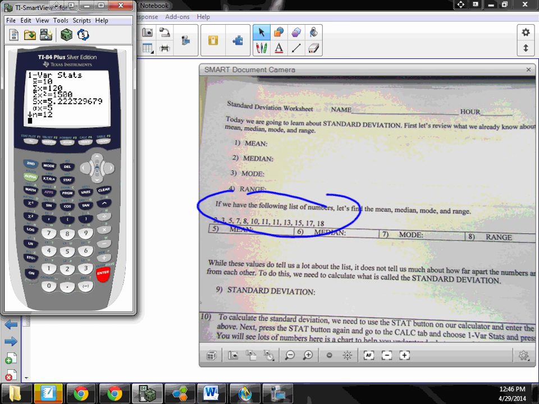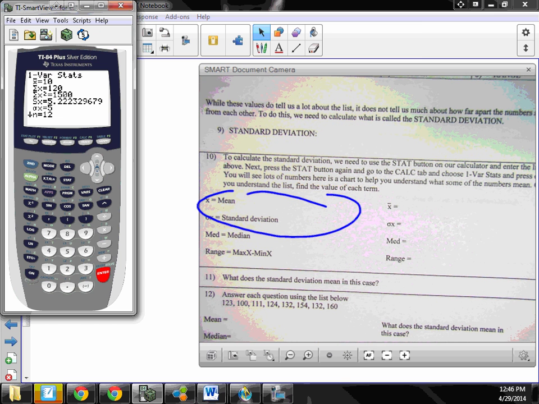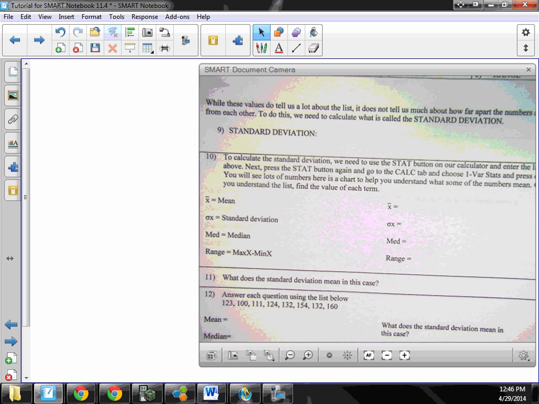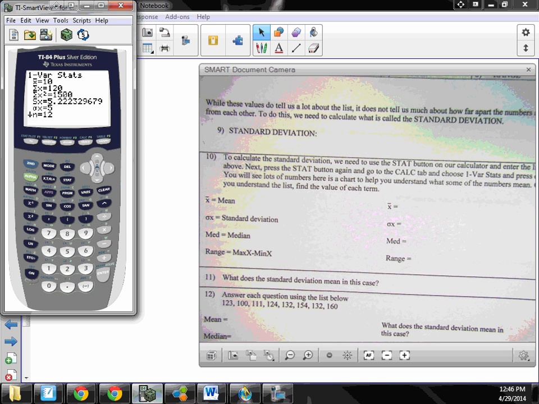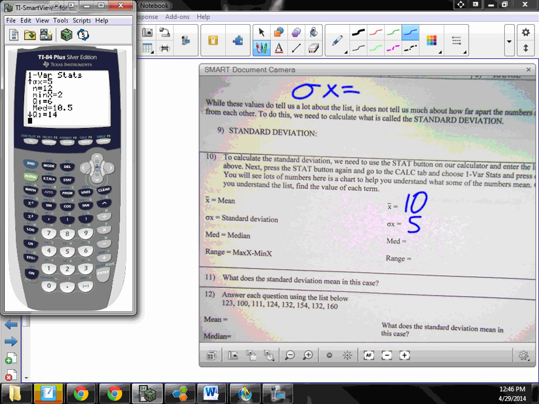If you look further down on your worksheet, I have interpreted them. The top one, X bar, that's how we pronounce it. X bar represents the mean. So in this list, the mean is 10. And then lowercase sigma x, so it looks like this. That stands for the standard deviation. You don't know what the standard deviation is yet, but I'll explain it in a minute. So that's 5. And then if you scroll down, you can find the median is 10.5.